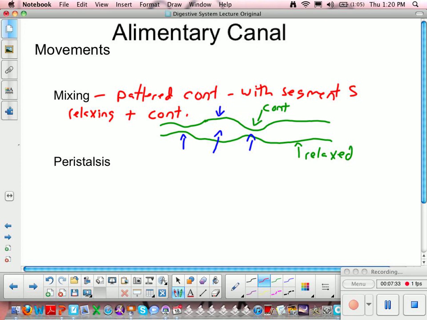Peristalsis, we've talked about before. Peristalsis is just the contraction of that smooth muscle. And that peristalsis moves material along the canal.